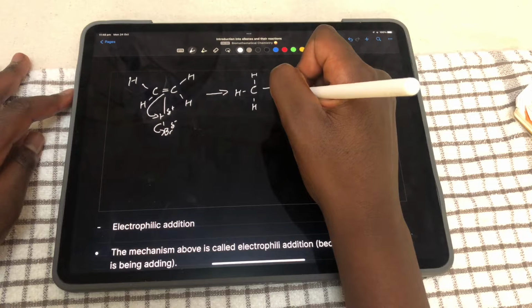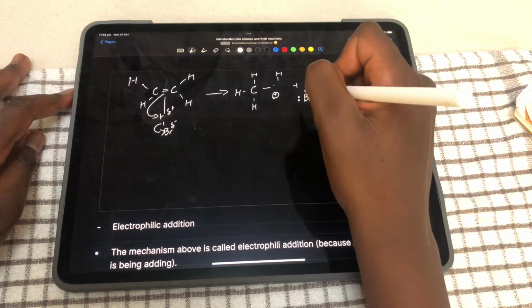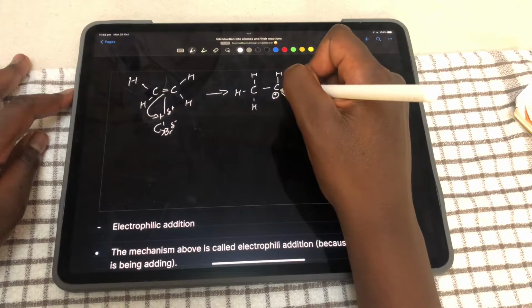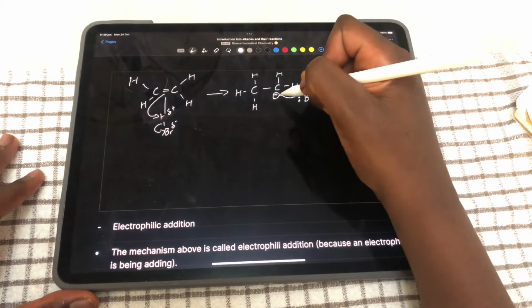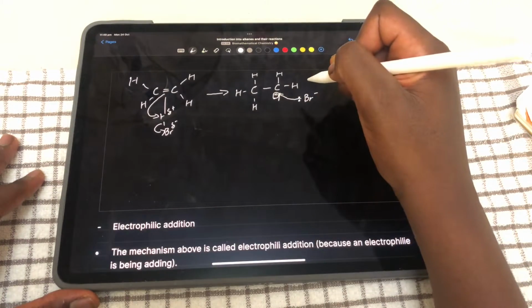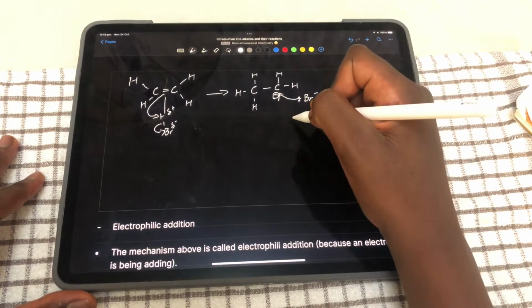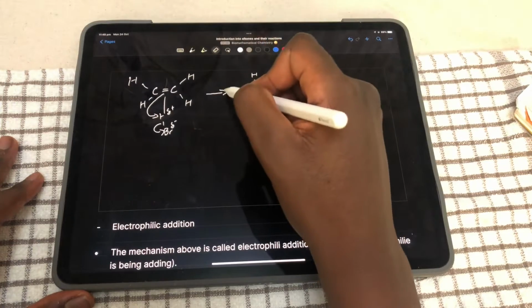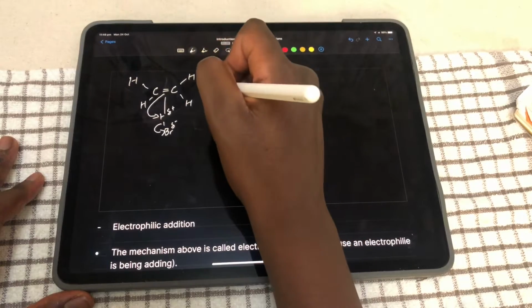I usually put a circle around my carbocations just to represent them. Now this nucleophile is being attracted to here, but the whole mechanism is an electrophile in total being added. And now you have your final product. I should point out that these are actually reversible reactions, so that's my bad for not representing it as so.